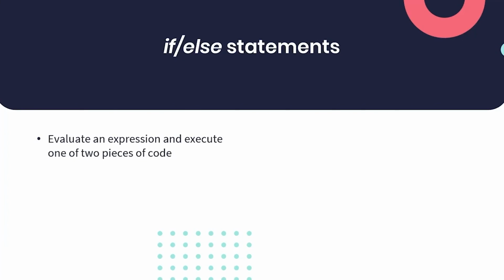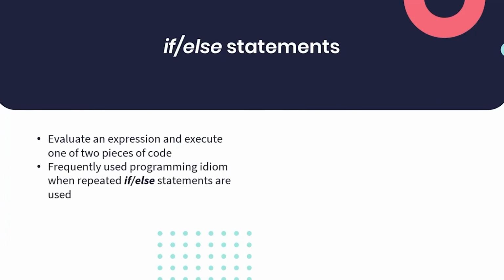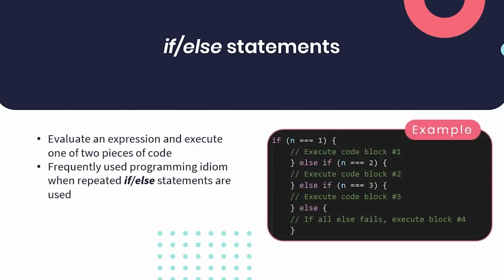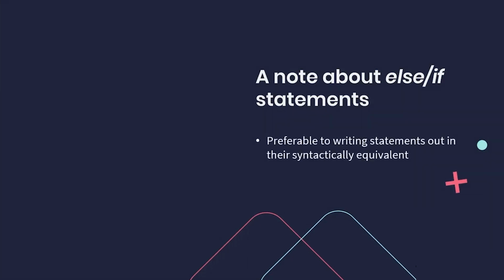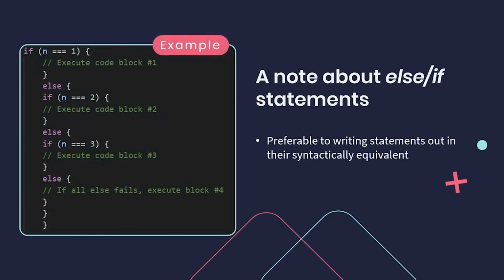When you need to execute one of many pieces of code, a way of doing this is with the else if statement. Take a look at this example. There is nothing special about this code, it's just a series of if statements, where each following if is a part of the else clause of the previous statement. Using the else if idiom is preferable, it just makes it more legible, rather than writing these statements out in their syntactically equivalent fully nested forms. Take a look at this example, you'll see what I mean.